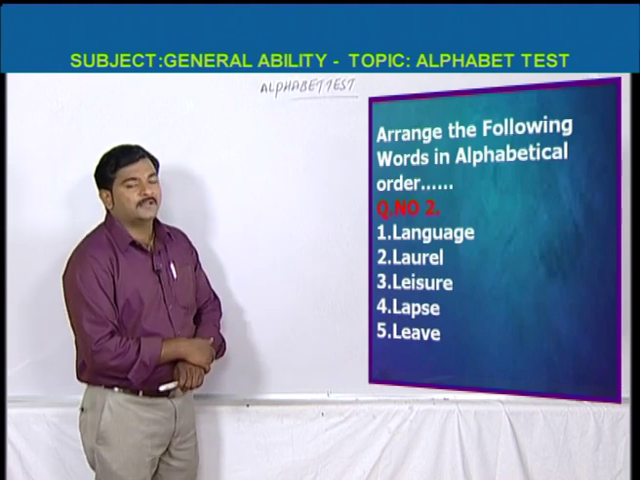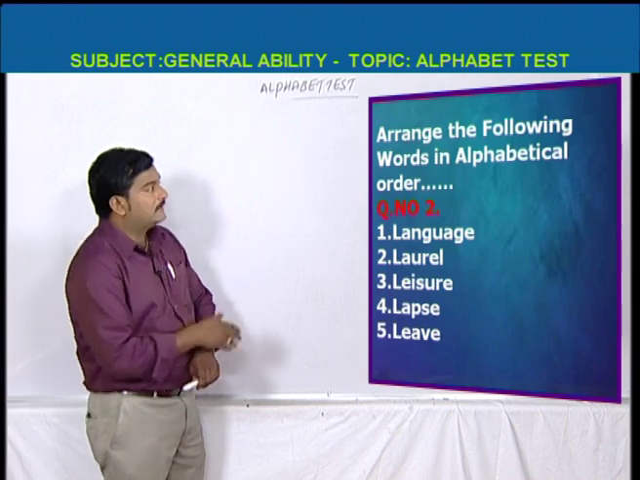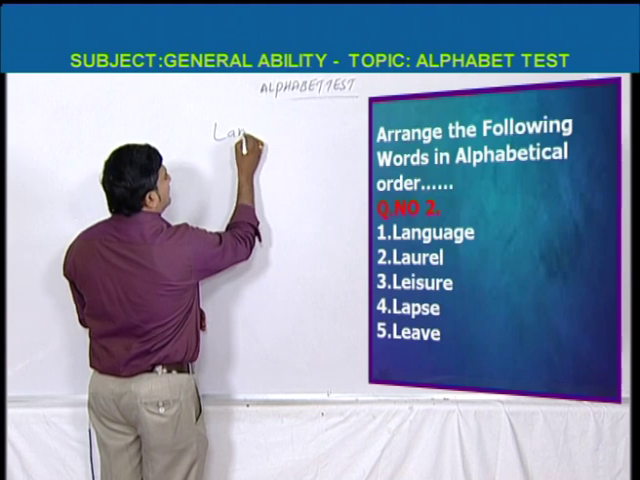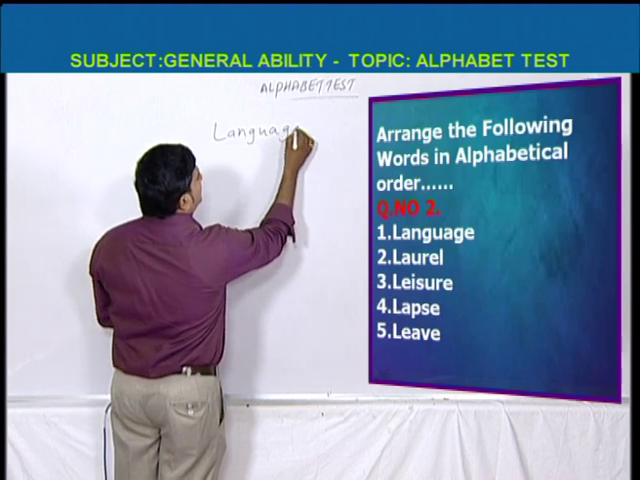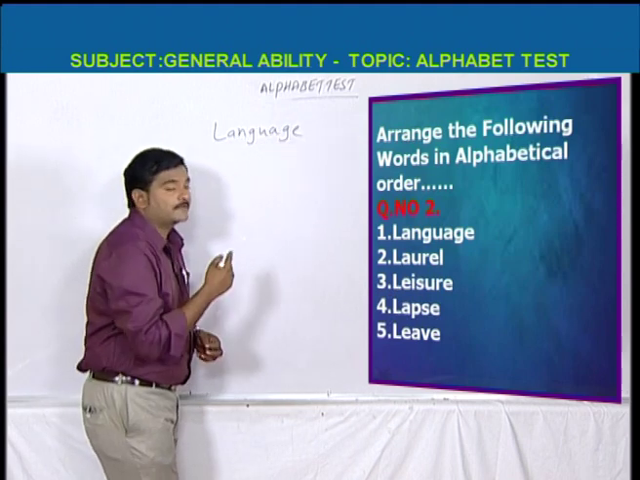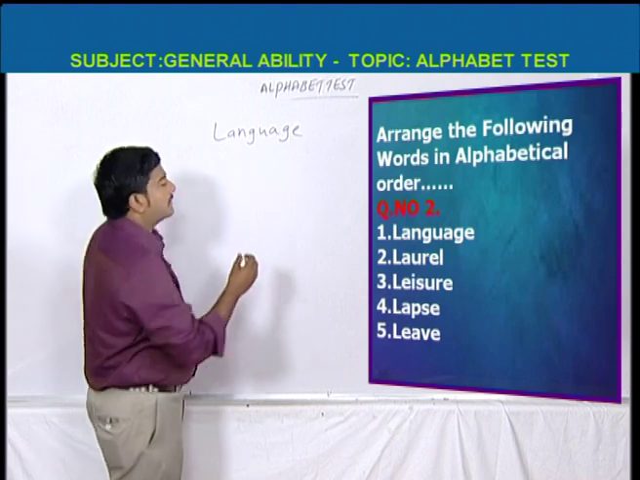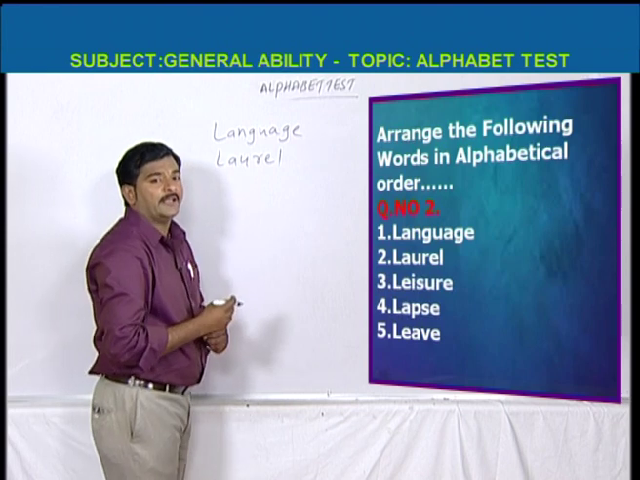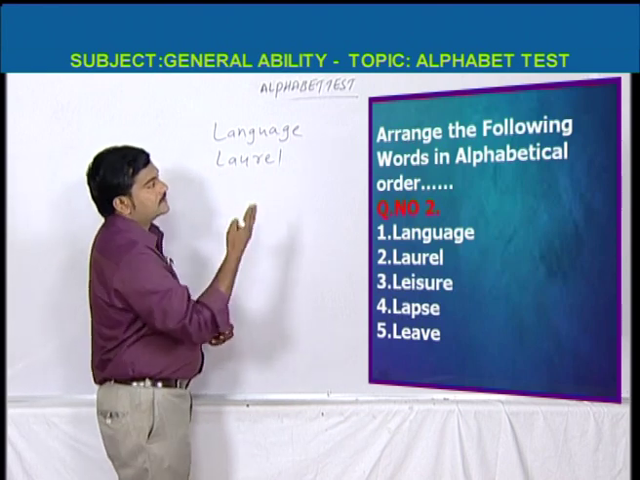So the second question is what? Language, right? He gave the word language. Better we will take the words. LANGUAGE. And what about the given second word? The given second word is laurel. Spelling is important. LAUREL.